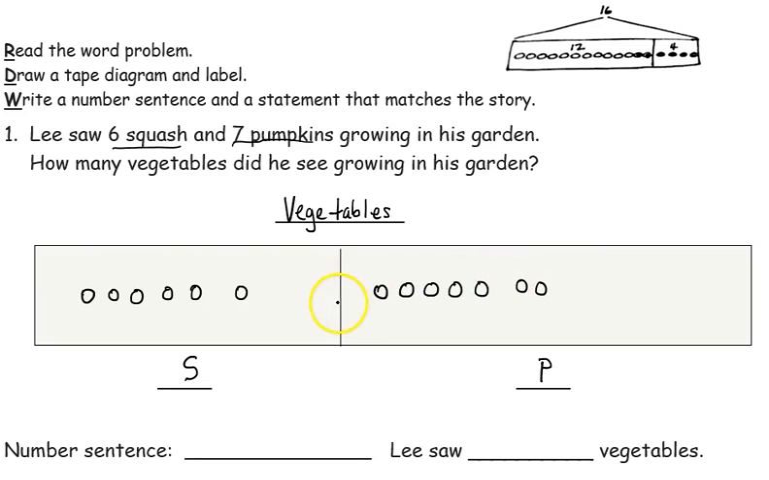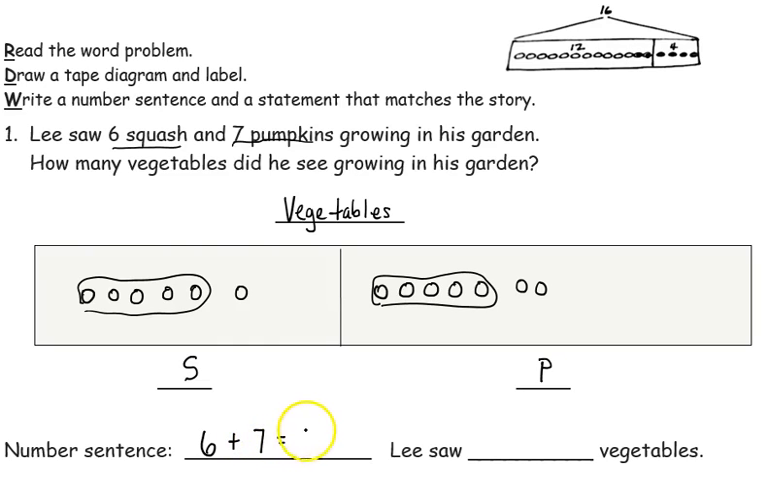Now all I have to do is add to find out the total number of vegetables in the whole tape. A couple of different ways I can do that. I can look for my groups of 5 first. So I have 5 here, 5 here, that makes 10, and then 3 more. That tells me that there are 13 vegetables in all. Now we're going to write a number sentence showing that. 6 plus 7 equals 13. That means that Lee saw 13 vegetables.